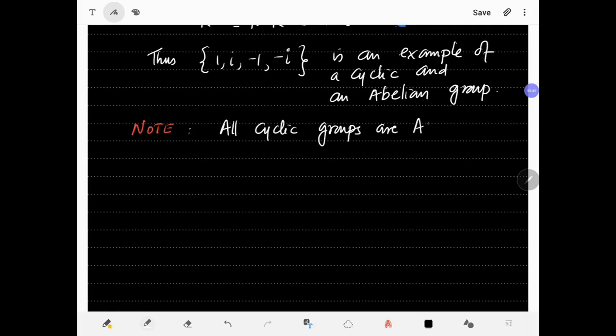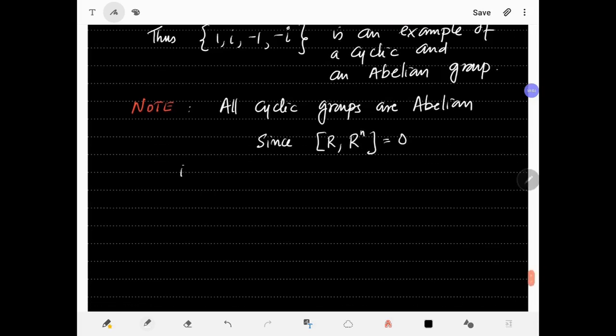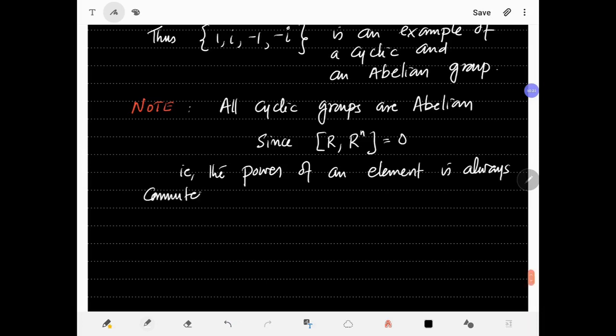Now you can prove that all cyclic groups are Abelian. If you have a cyclic group, it is definitely Abelian. This is because the power of any element always commutes with the power of any other element in a cyclic group. And thus all cyclic groups are Abelian.